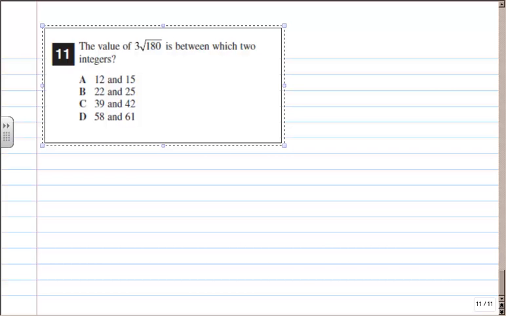Proficiency exam keeps moving on. We're running to get there. Problem number 11.